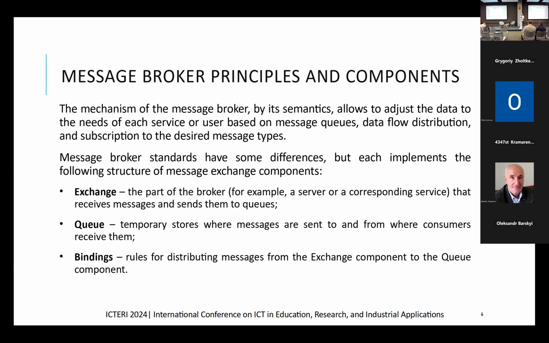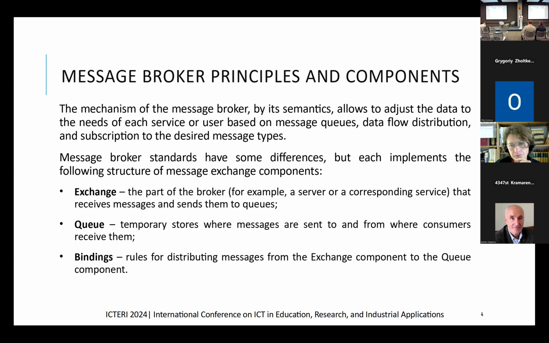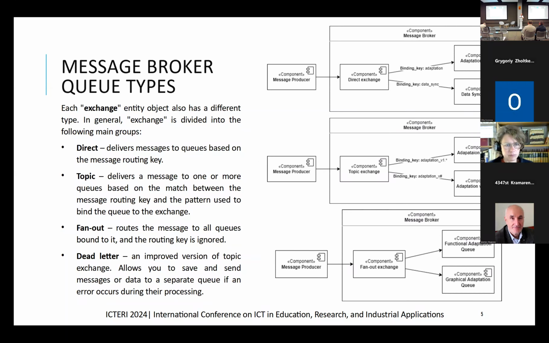These two parts are combined by the term bindings, which are basically rules for distributing messages from the exchange to the component or the queue. If we merge the exchange and queue together, it helps us distribute messages from one service to another. We need to say that there are a couple of message queue types and exchange types. There are generally three main ones, and we have a fourth one, which is a modified version of the topic exchange.